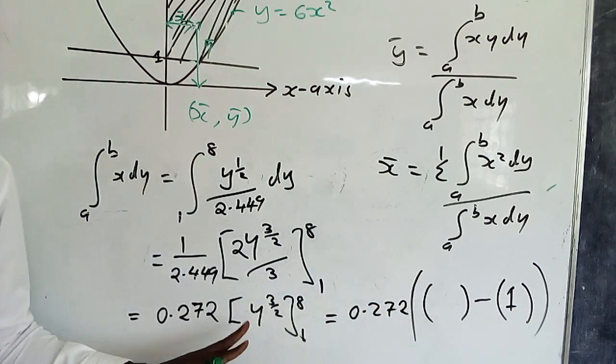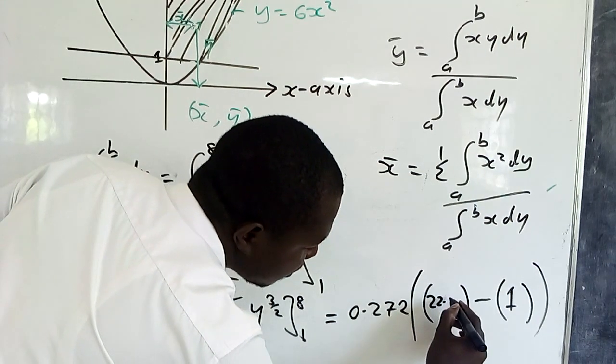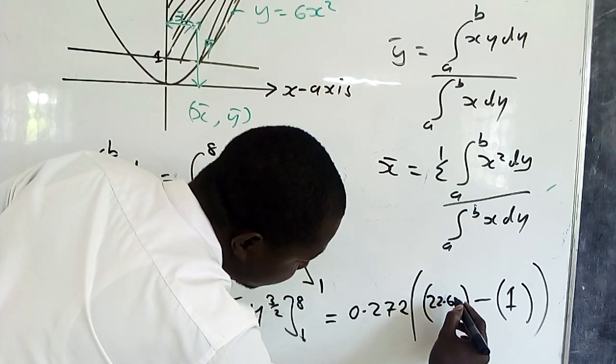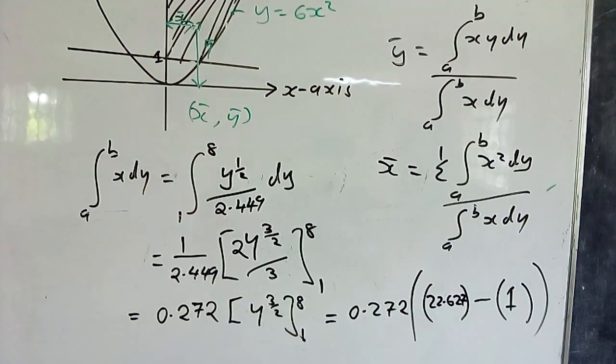To get the upper limit, 8 raised to power 3 over 2. 8 raised to power 3 over 2 is 22.627, isn't it? Are we together?